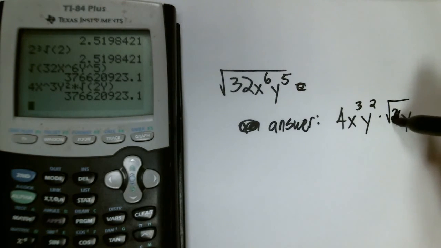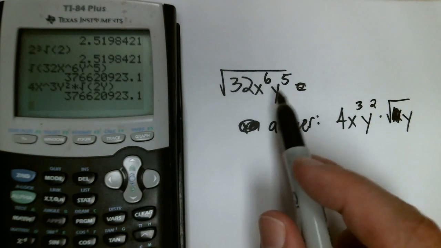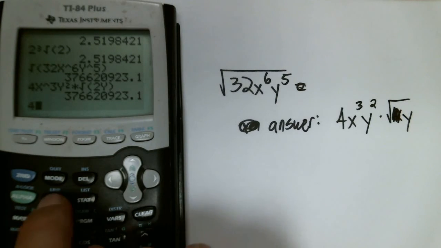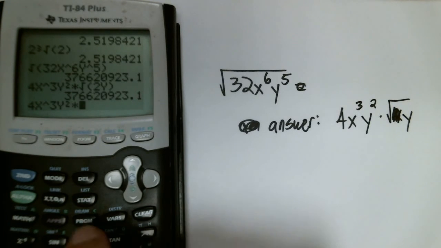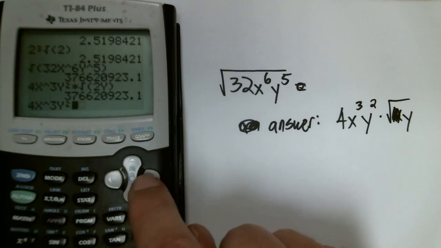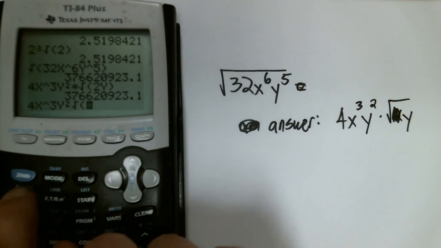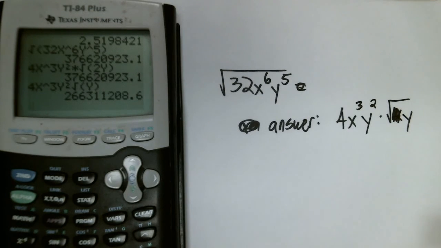Let's say we forgot the 2. Okay, that's a common mistake in this kind of problem. Let's type in our answer. 4x raised to the 3rd alpha y squared times just the square root of alpha y. Uh-oh, they don't match. That lets me know I've done something wrong.